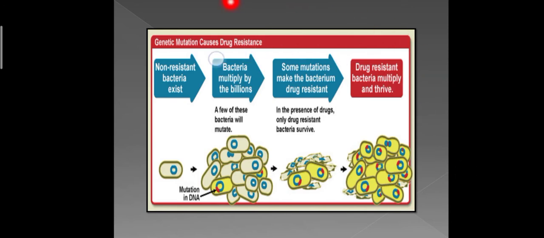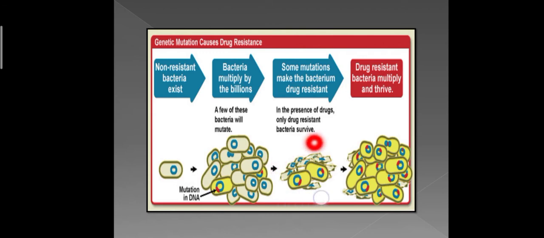So this diagram is showing how genetic mutation causes drug resistance. Here we can see the non-resistant bacteria exist. Bacteria multiply by the billions and a few of these bacteria will mutate. Here we can see the mutation in DNA shown by the red color. Some mutations make the bacterium drug resistant, and in the presence of drugs, only drug-resistant bacteria survive.